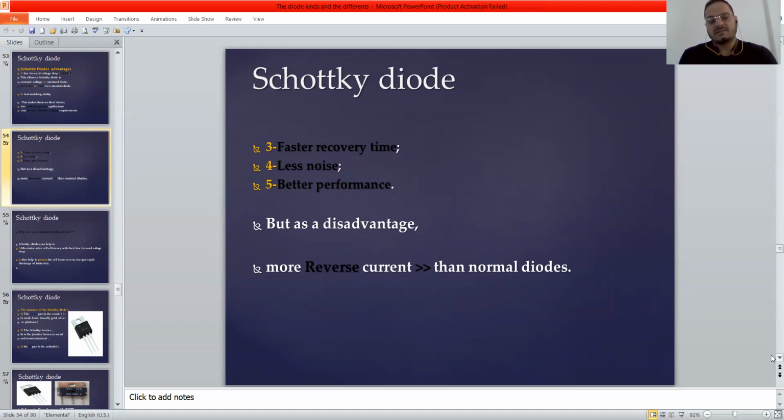But like anything in our life, it has advantages and it has disadvantages. The disadvantage here is that the reverse current is more than the ordinary diode.